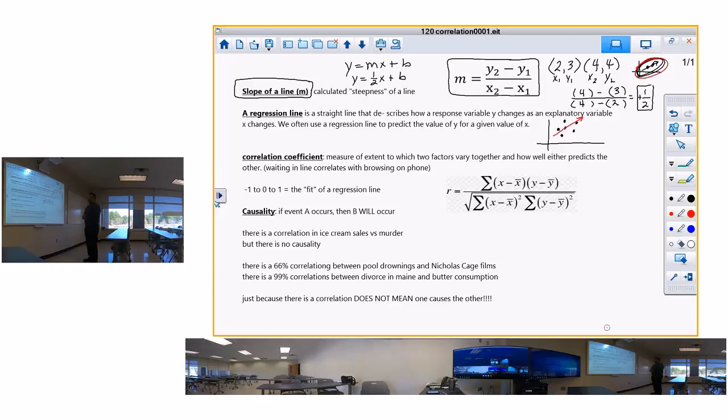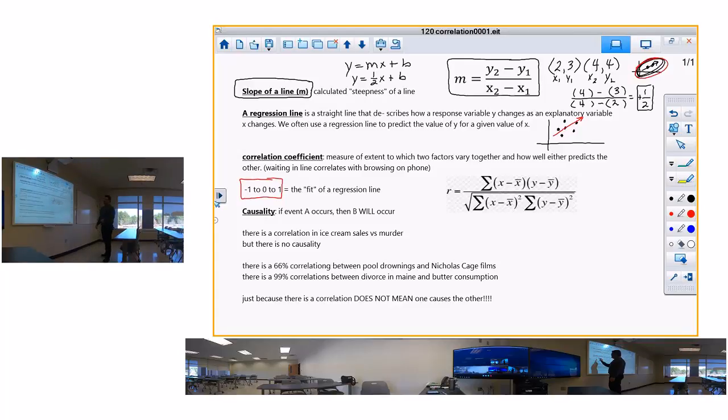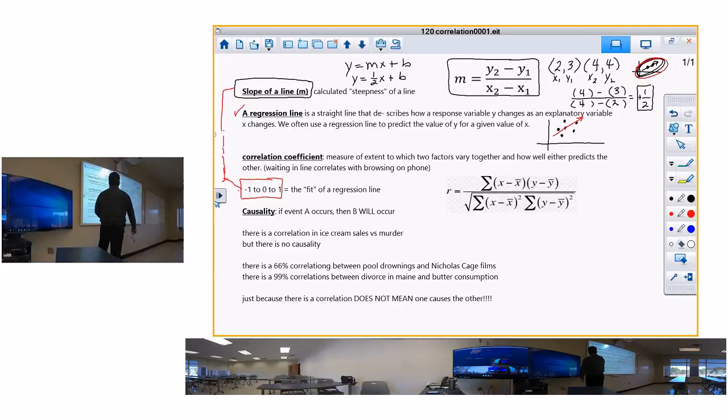They used to talk, but now they just browse on their phone. A correlation coefficient can be calculated just like the slope, and it goes from -1 to 0, meaning a negative correlation, and 0 to 1, meaning a positive correlation. Now, these two can be calculated, and this one can also be calculated once you establish the best fit.